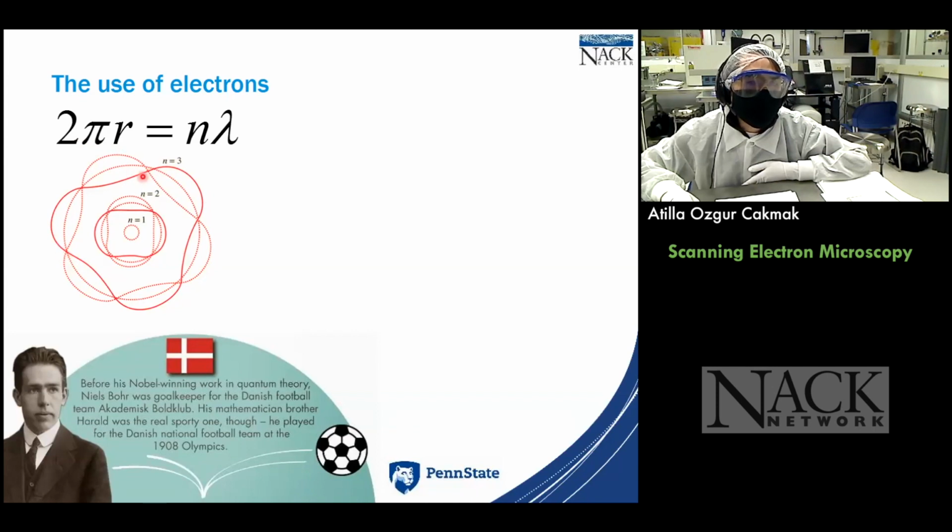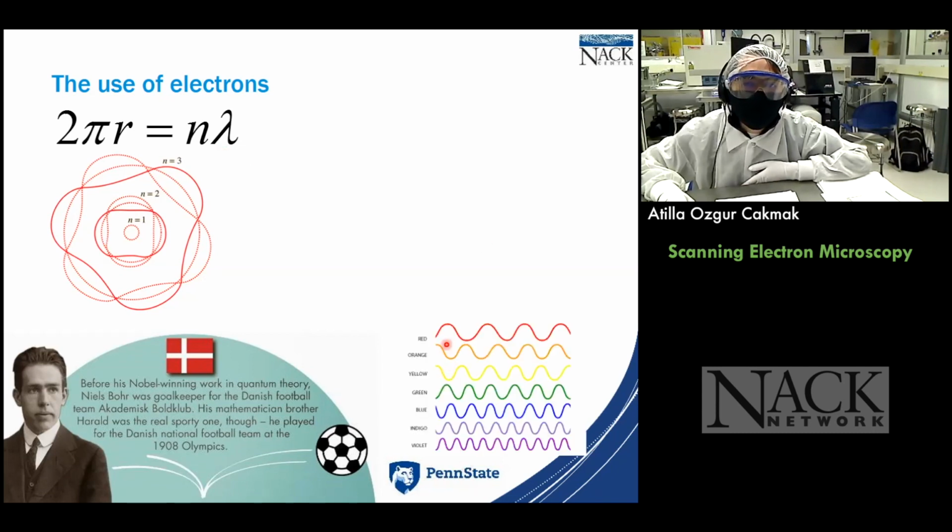There you go. Then you now hopefully understand why the wavelength of the electrons is much smaller than in the optics, because the circumference of these orbits is very tiny. The r is very small, so the wavelength will be ultra small too, compared to the optics. Remember, in the optics, the range was like, this was 700 nanometers.